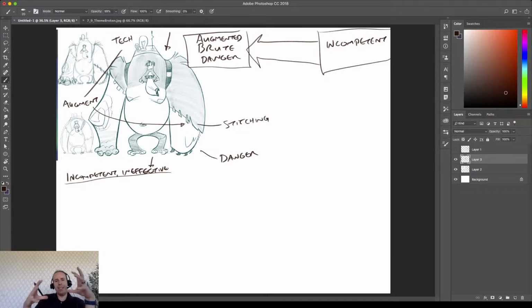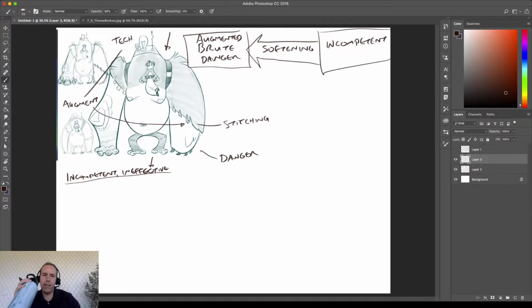Our main idea is this kind of augmented dangerous brute. We have this augmented dangerous brute. Now, what is the incompetentness of the character doing to that? Is it undercutting? Or is it softening, right? Is it making it so that the character feels like it could be a friend or foe, right? I kind of like that one. I'm going to run with that.